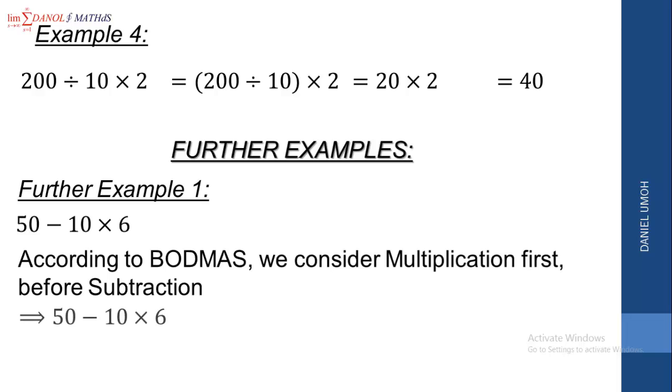So this is what we are going to do. So it means that 50 minus 10 times 6 is equals to what? 50 minus, we'll keep it aside. Consider the multiplication 10 times 6. And of course, 10 times 6 gives us what? 60. So what we're going to now have is what? 50 minus 60. We have to consider the multiplication first. Then 50 minus 60 now gives us what? Minus 10. And that is the answer. Hope you understand this.